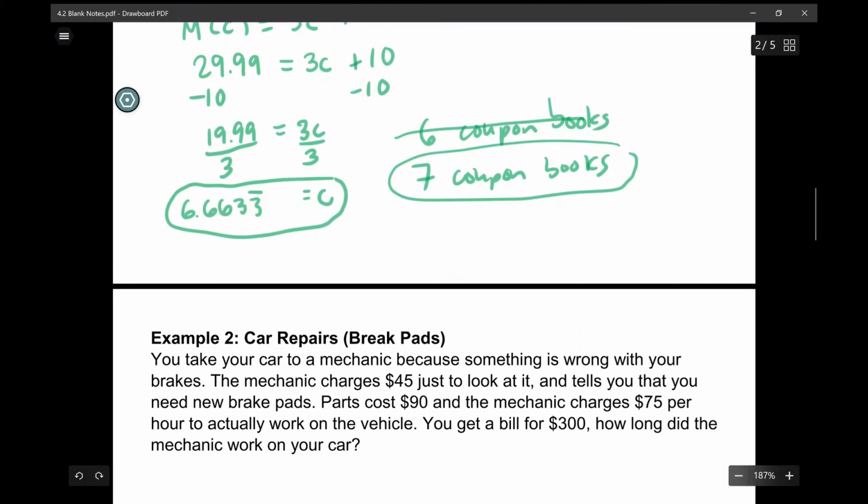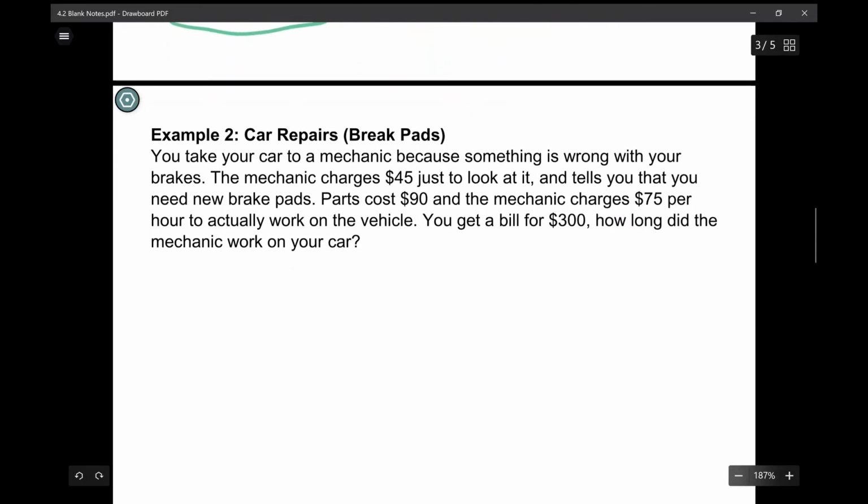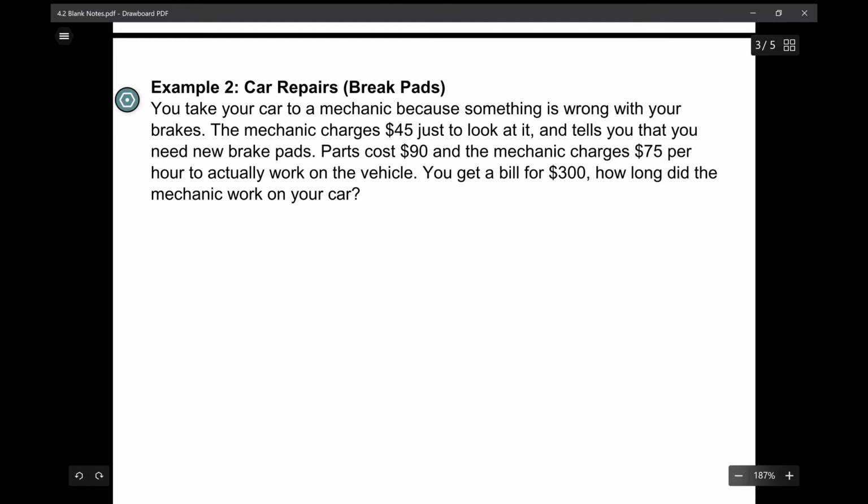All right, let's try another one. You take your car to a mechanic because there is something wrong with your brakes. The mechanic charges $45 just to look at it and tells you that you need new brake pads. Parts cost $90 and the mechanic charges $75 per hour to actually work on your vehicle. You get a bill for $300. How long did that mechanic work on your car?